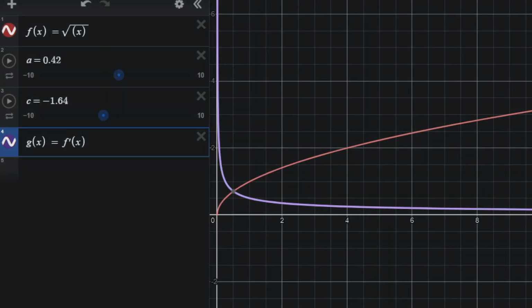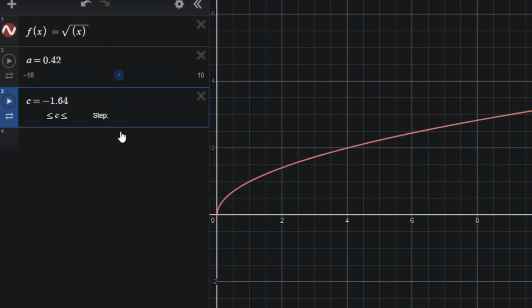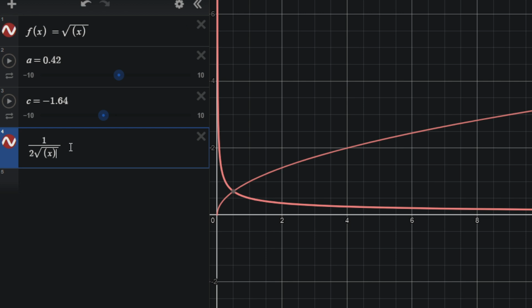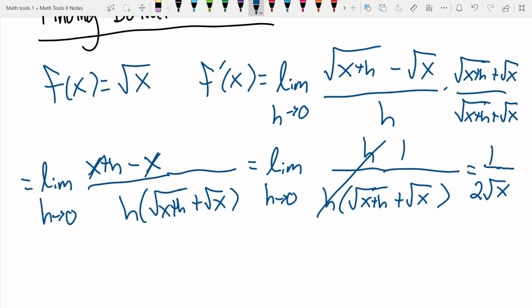So that is what this purple line is right here. In fact, let's just go ahead and put that in, 1 divided by 2 times the square root of x, we can see it is that exact same line, right? We can go ahead and change that to purple as it was before. Or if we just do g of x equals f prime of x, we can see they're overlaid on top of each other, right? So these are the same line. So let's go ahead and try some other ones.